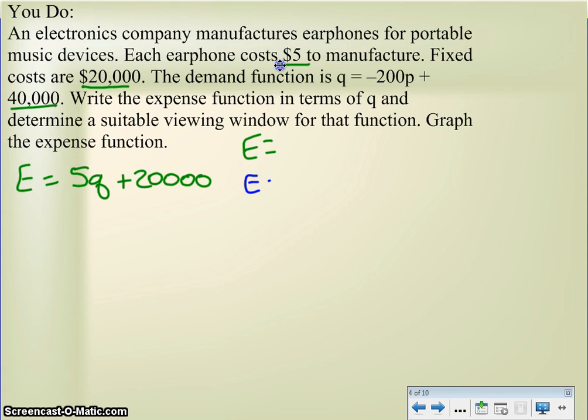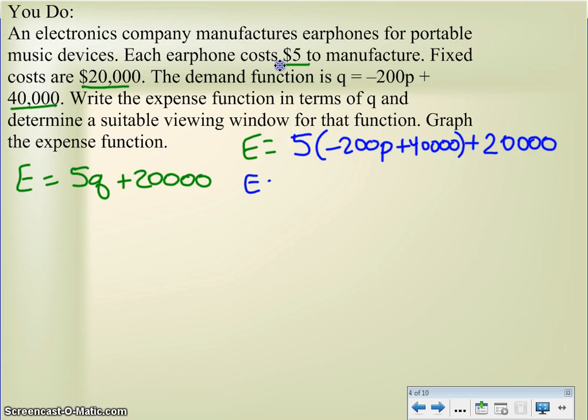So I've got E equals 5 times negative 200P plus the 40,000 plus the 20,000. Sorry about that, everyone. Now we're going to go ahead and distribute. And we end up with E equals negative 1,000P. Again, now I'm going to combine some like terms, and I end up with plus 220,000.